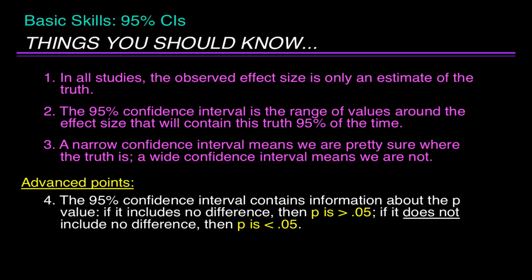So here's the advanced point. The 95% confidence interval does contain information about the p-value. If it includes no difference, then p is greater than 0.05. If it does not include no difference, then p is less than 0.05. Your challenge is to figure out what the value of no difference is. If it's a subtraction, no difference is 0. If the effect size is measured as a ratio, no difference is 1.